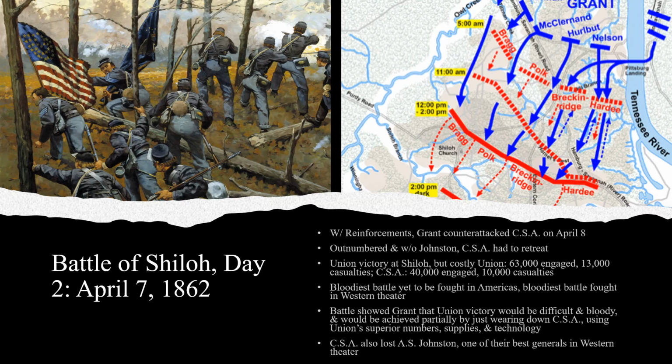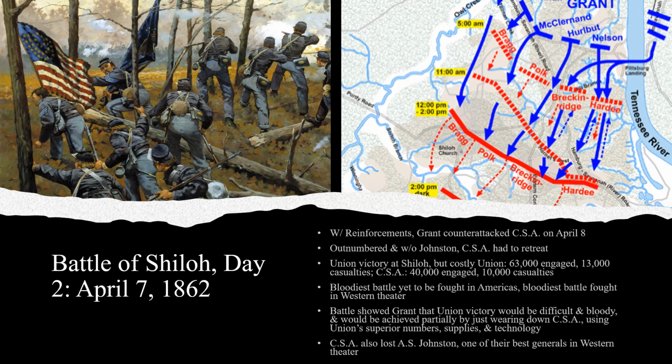On the second day of fighting, the Confederates sustained a counterattack from Grant's reinforced army. Without their commander and running low on food and ammunition, the Confederates retreated, giving the Union the field. The Union lost about 13,000 casualties, and the Confederates lost about 10,000 killed, wounded, or captured, over 25% of their effectives. At this point, the Battle of Shiloh was the bloodiest engagement fought in the Civil War, and probably the bloodiest single-pitched battle ever fought in the Americas. It would remain the bloodiest battle fought in the West.